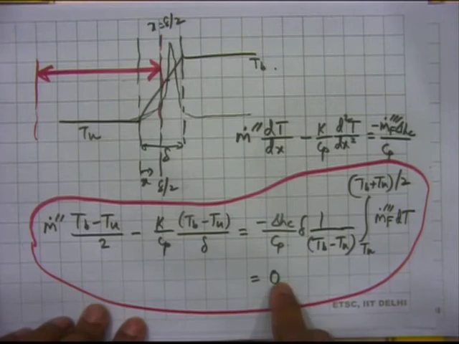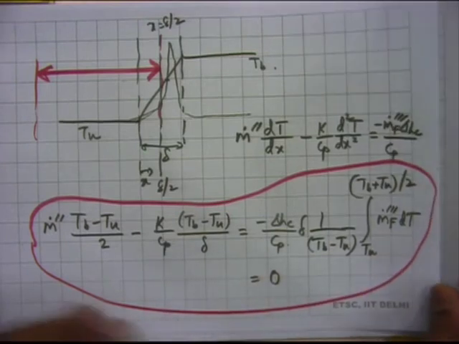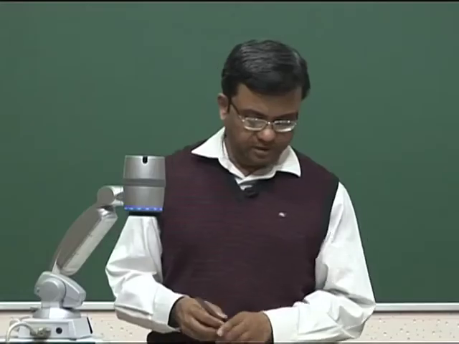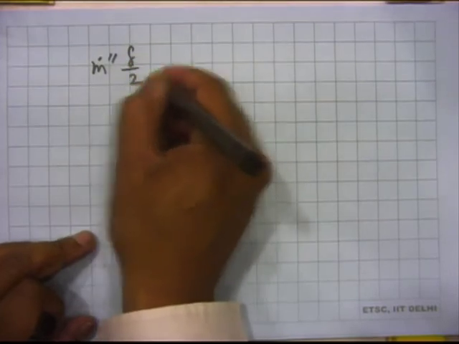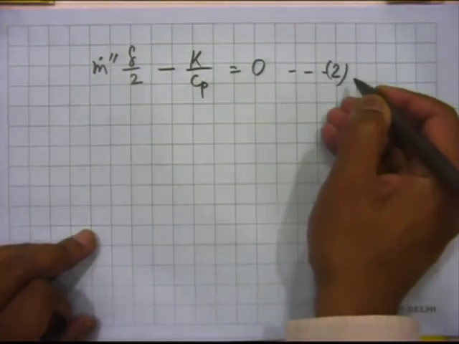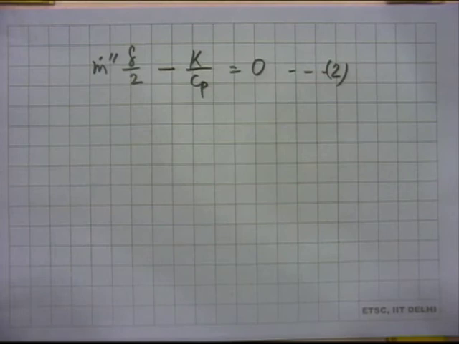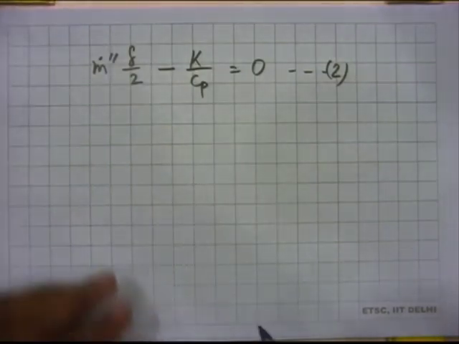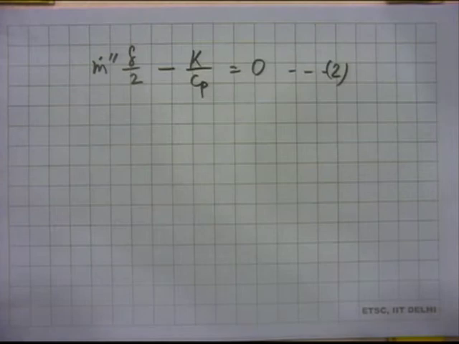And you can see that if this is 0, then it actually gives you something very simple. It gives you m dot double prime delta by 2 minus k by Cp equal to 0. So, this is your equation 2, the second equation which is connecting m dot double prime and delta. We had another equation some time back from the full integration from minus infinity to plus infinity. We have integrated the energy equation twice. This last one was between minus infinity and delta by 2. Previously, we had integrated from minus infinity to plus infinity.